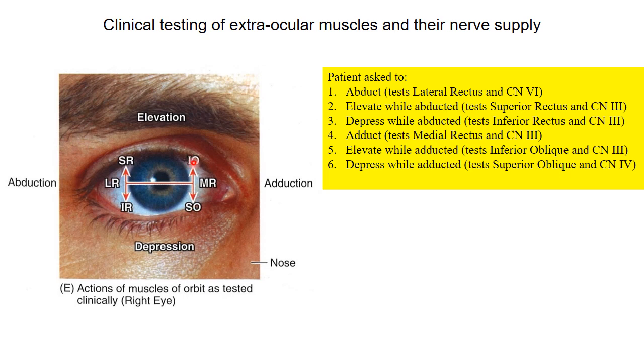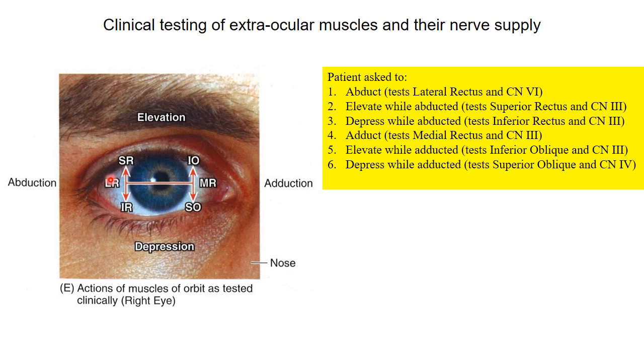Okay, and the reason for this is that, as always, when we test muscles, the rule is that you want to test the muscle under conditions where the muscle is the prime mover, the muscle that's doing most of the movement. And what's happening here is that when we look out, with the eye already abducted, the prime elevator is the superior rectus. The inferior oblique is actually in a weak position to elevate once the eye is looking out.